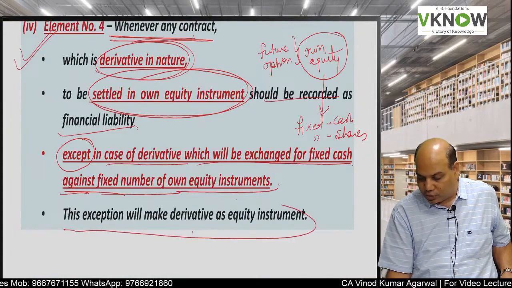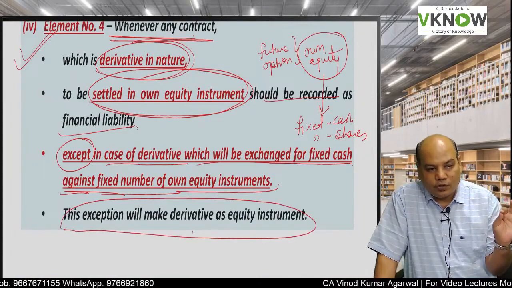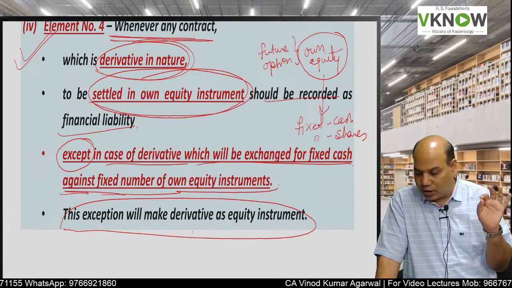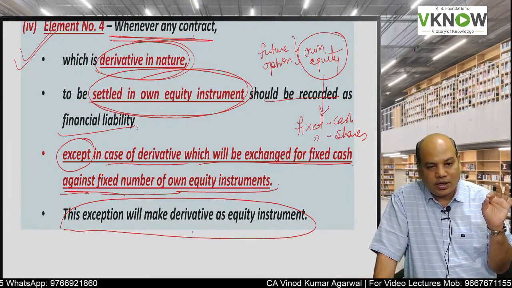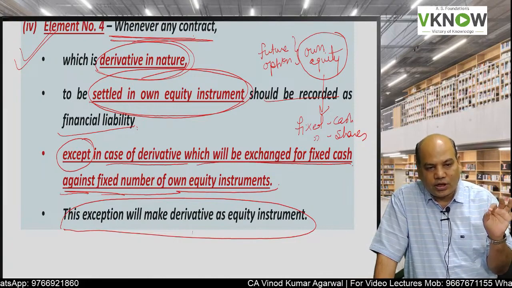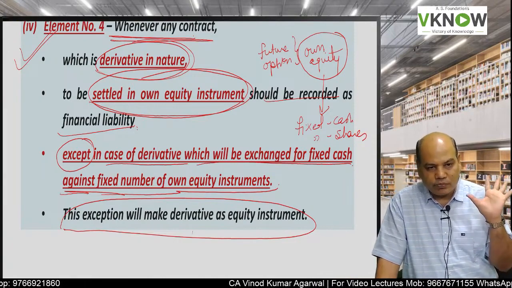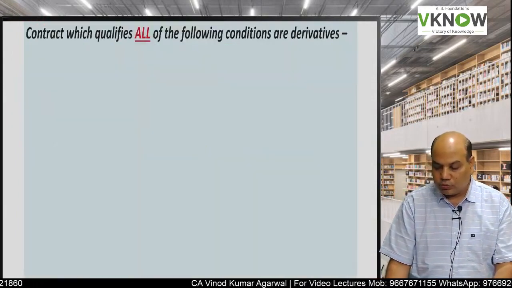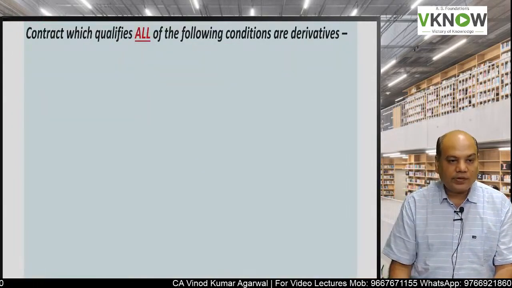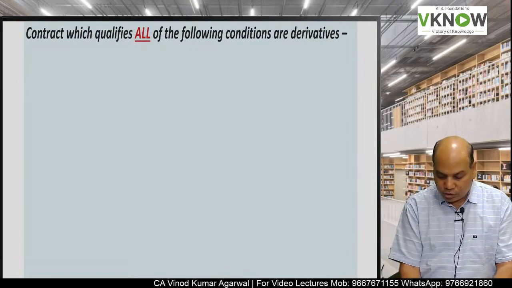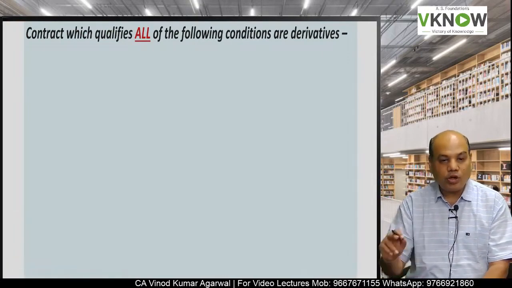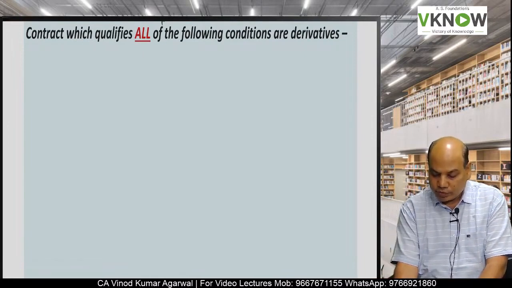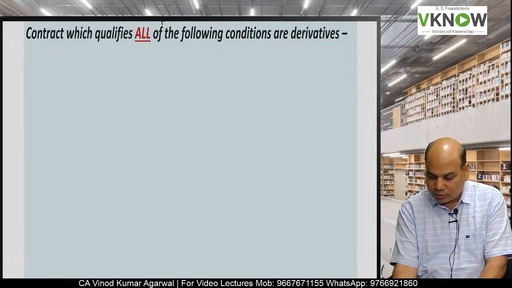So what is the exception over here? A derivative contract which will be settled in own equity instrument and it will be settled against a fixed amount of cash and a fixed number of equity shares will be treated as an equity instrument. So when all conditions are satisfied, we will call it equity. If any of the 4 conditions are satisfied, we will call it a financial liability.